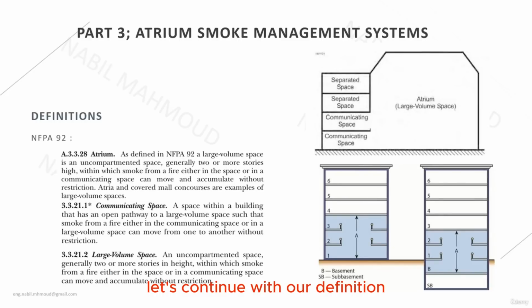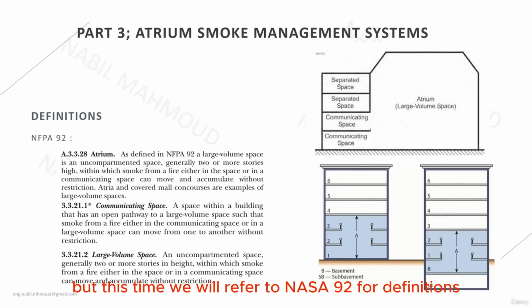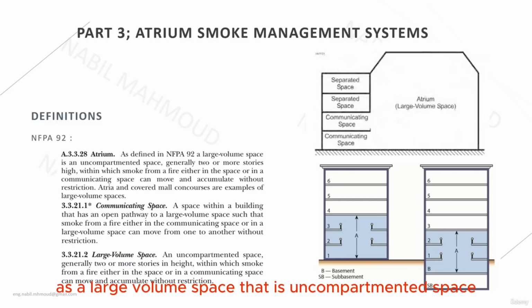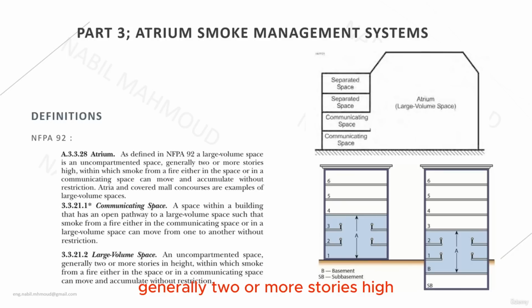Let's continue with our definitions, but this time we will refer to NFPA 92 for definitions of the atrium and communicating space. Atrium is defined in paragraph A.3.3.28 as a large volume space that is uncompartmented, generally 2 or more stories high, within which the smoke from a fire, either in the space or in the communicating space, can move and accumulate without restriction. Atria and covered concourses are examples of large volume spaces.